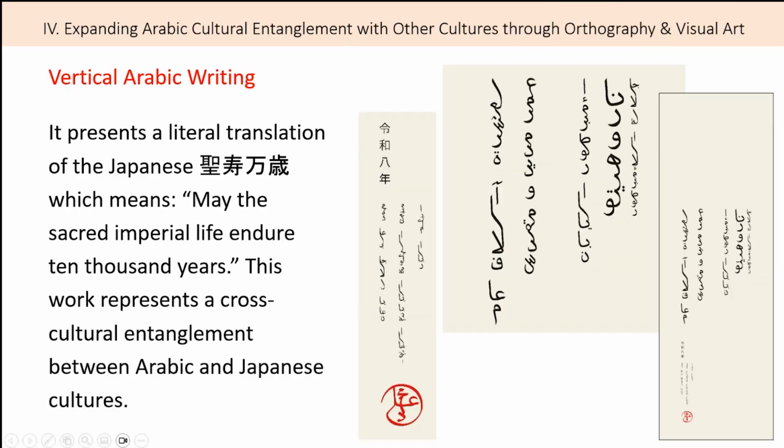In detail, those are detailed shots of it. It represents a translation of the Japanese phrase, "May the sacred empire live and endure 10,000 years." This work presents a cross-cultural entanglement between Arabic and Japanese cultures.